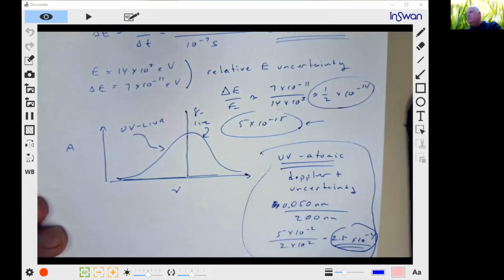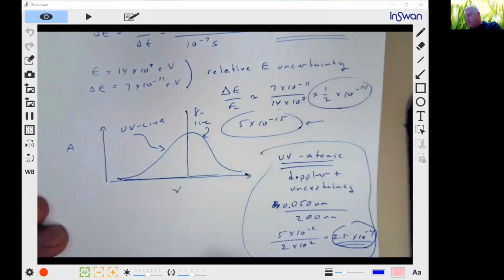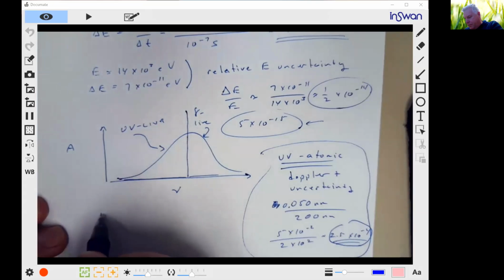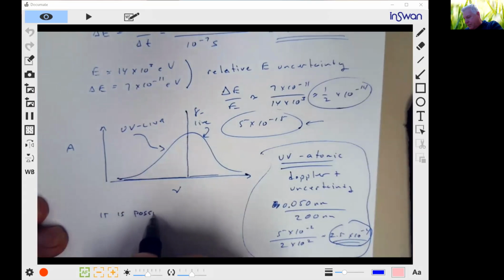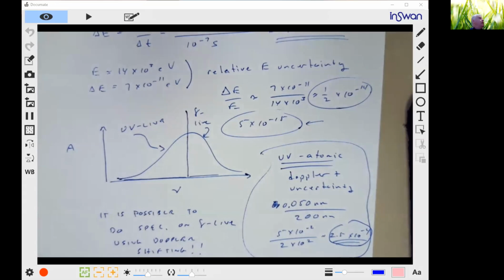So it is possible then to do spectroscopy on this gamma line using Doppler shifting. I'm going to be done in about 15 minutes.